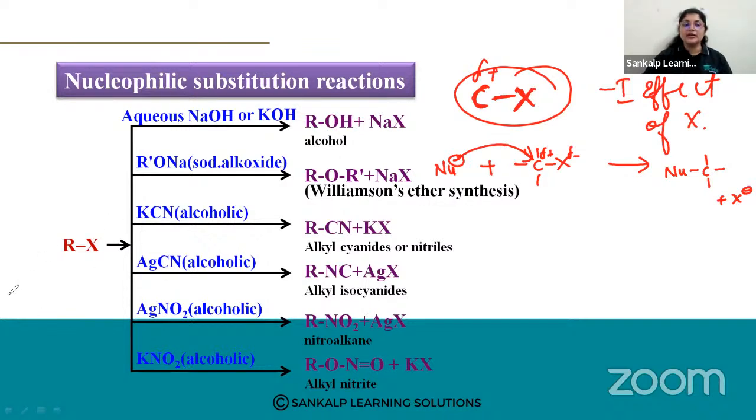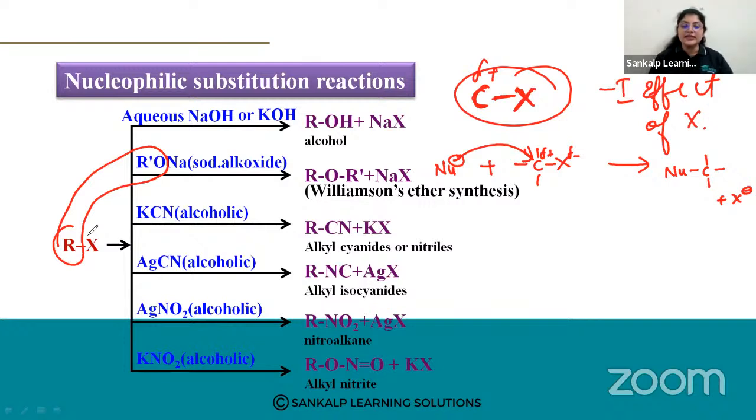Second, if you react alkyl halide with sodium alkoxide, what will you get? You will get ether, that is ROR'. The answer will be ROR', that is ether. This reaction is called the Williamson ether synthesis. This name reaction is called what? It is the Williamson ether synthesis.